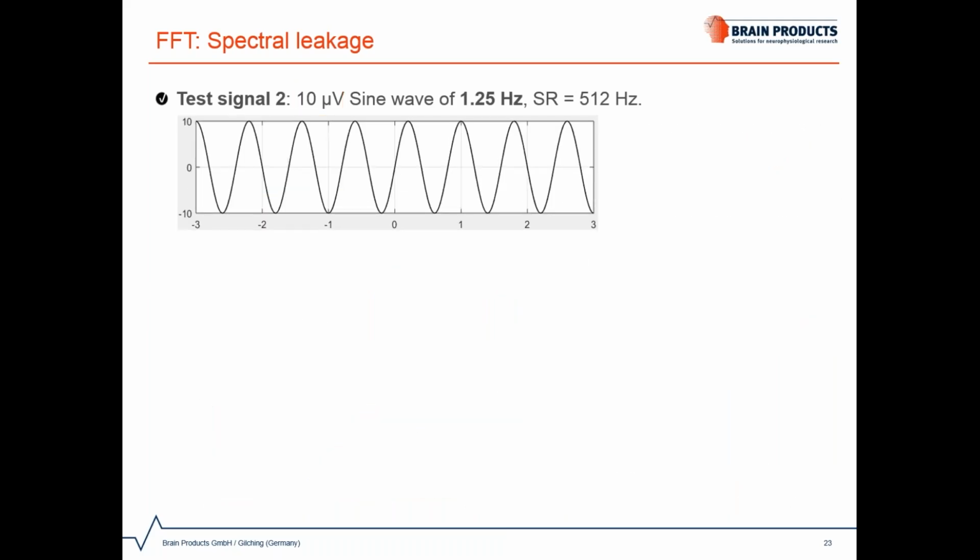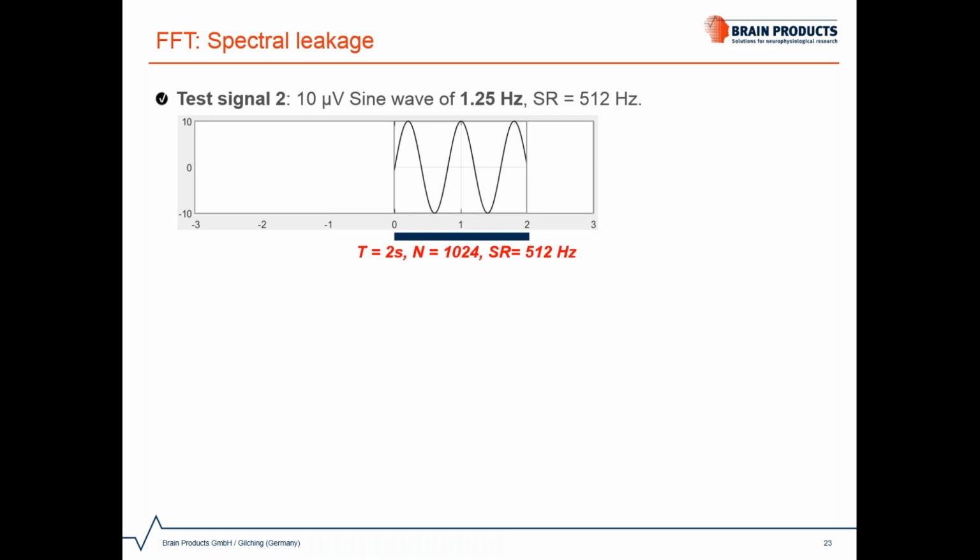It's again a sine wave with an amplitude of 10 microvolt, but with a frequency content of 1.25 Hz, which is sampled at 512 Hz. We might expect to get a peak at the frequency of 1.25 Hz, but let's find out if that's the case. In a similar way, let's extract a 2-second signal of interest having 1024 data points.